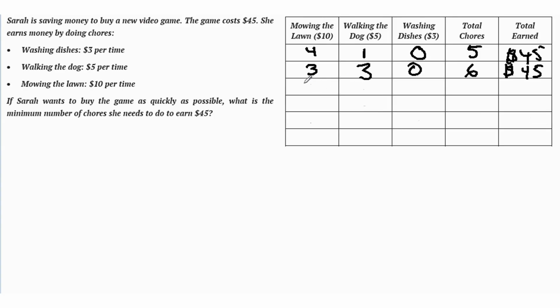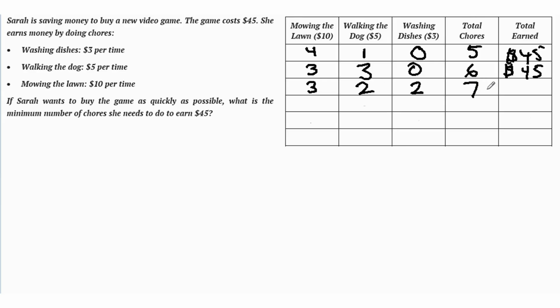So let's just stick with the 3 mowings once again. And then instead of doing 3 walkings, let's just do 2. That would be $40 right there. If she only washes the dishes 1 time, that would give her $43. We need at least $45. So now she's going to have to wash it twice. So 2 dishwashings, and that's a total of 3 plus 2 plus 2.